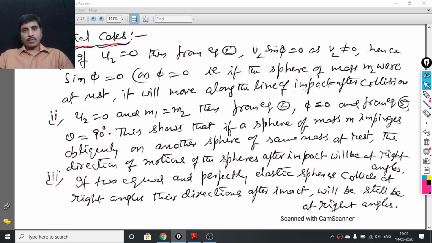If the collision between two particles is in space, that is not confined to a single plane, then the collision is said to be a three-dimensional collision. The example of three-dimensional collision is when two airplanes traveling in air collide with each other, then the collision is three-dimensional collision.